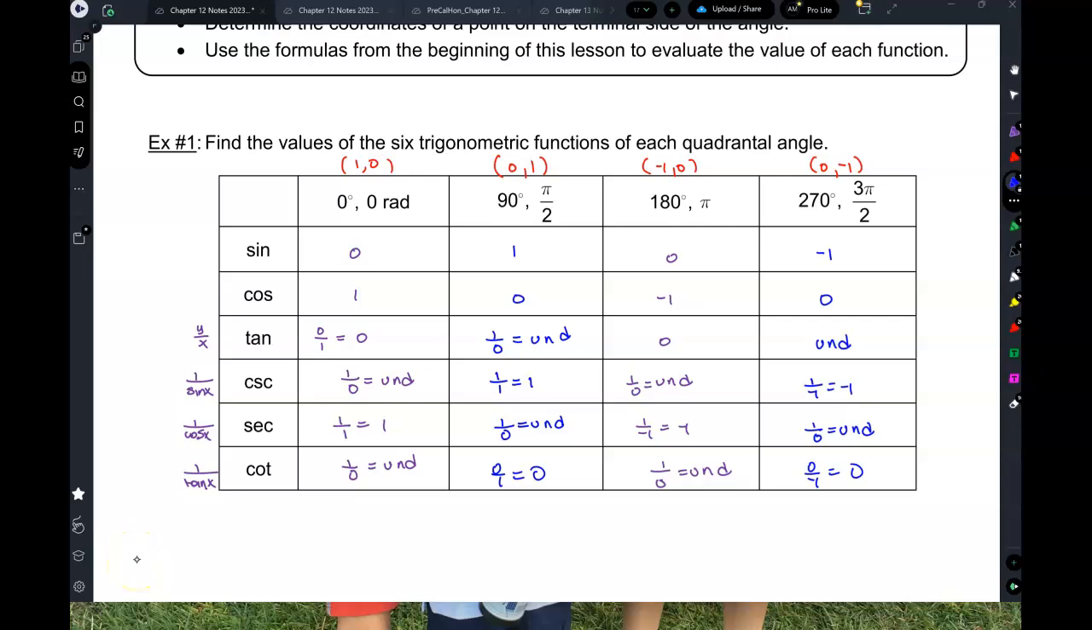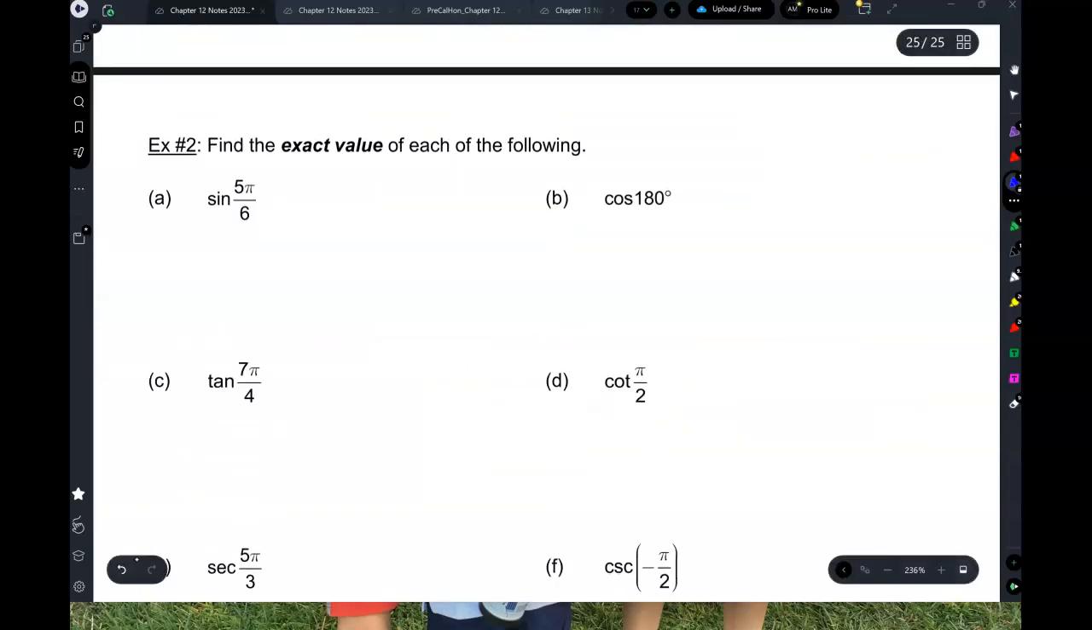So for cotangent, it's 1 over the tangent, right? Tangent is undefined, but how did we get tangent to be undefined? It was negative 1 over 0, right? So when you flip it, it'll be 0 over negative 1, which is 0. Okay? All right. So now let's continue.